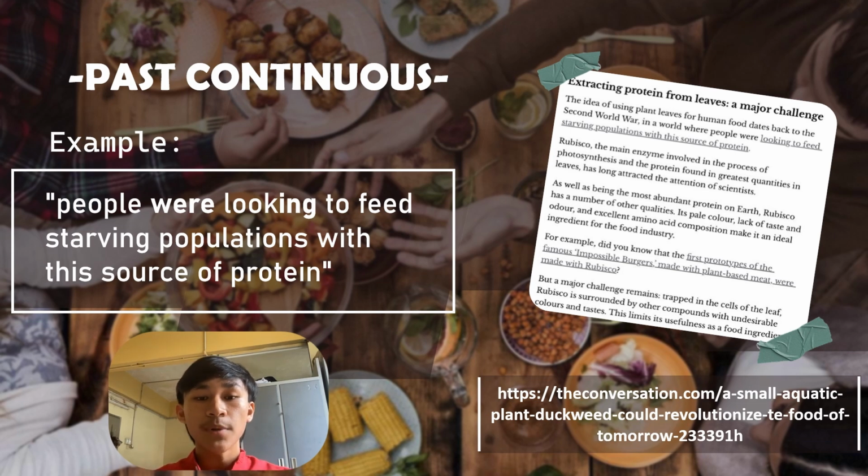People were looking to feed starving populations with the source of protein. So, as we can see here, people is the subject. So, the subject is plural. So, we are going to use were instead of was. And then, looking, we end our verb with an ing. So, we use looking instead of look.